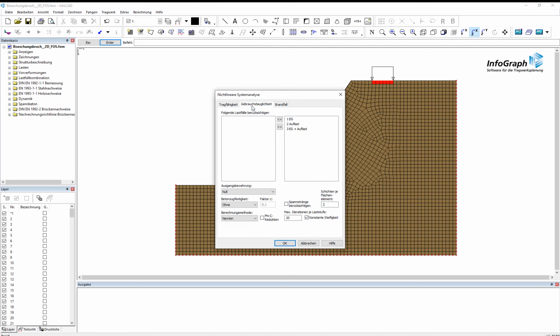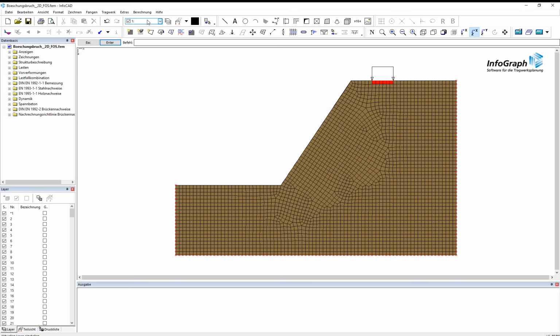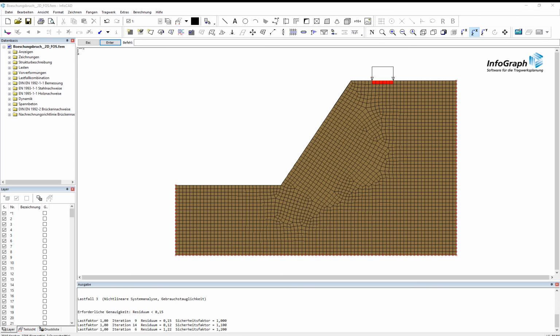Please choose the relevant load case in the settings of the nonlinear analysis and activate the button for the Phi-C reduction method. During the finite element computation, friction angle and cohesion are successively reduced until failure occurs.